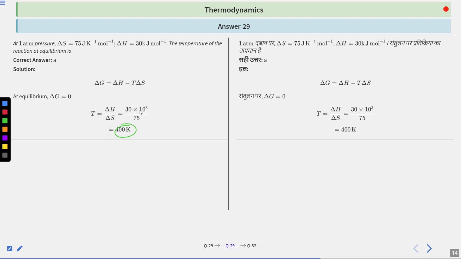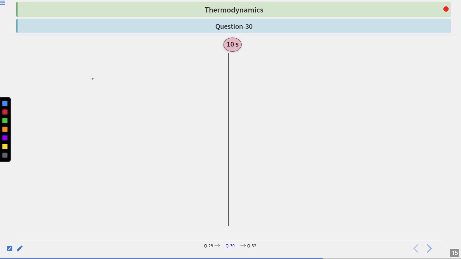So again, if I would say what are the key points, the first important key point is that your delta G should be 0, and the second one is that the formula delta G is equal to delta H minus T delta S should be known to you. Question number 30.